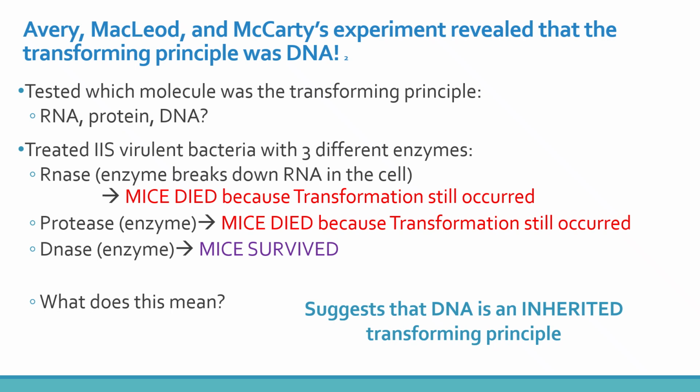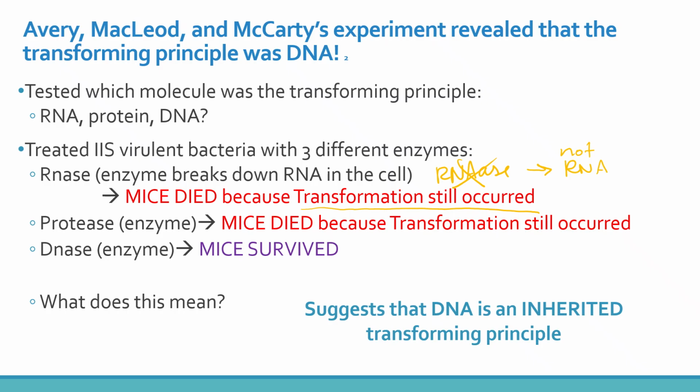So the first thing they did was inoculate the mice with the RNase-treated cells, and that caused the mice to die. So transformation still occurred in the cell. RNase did not stop that transformation. So this means it was not RNA. That transforming principle was not RNA.